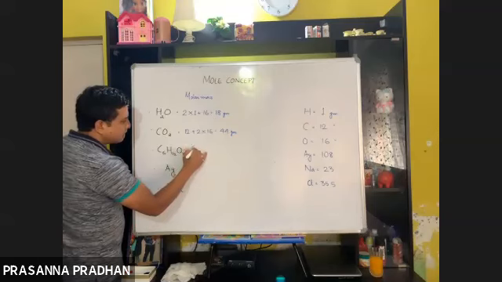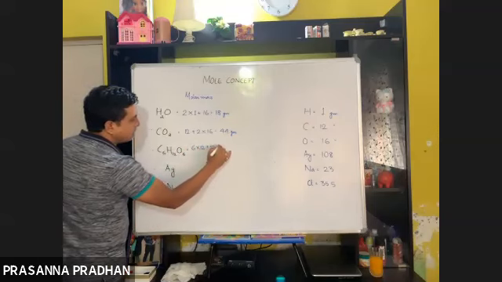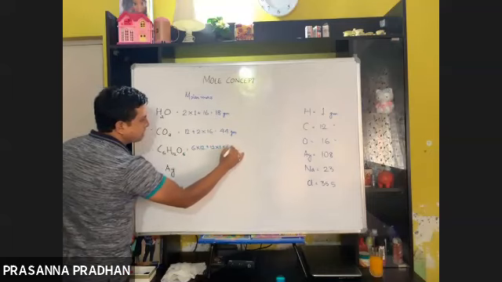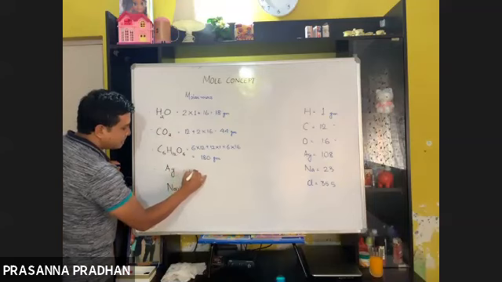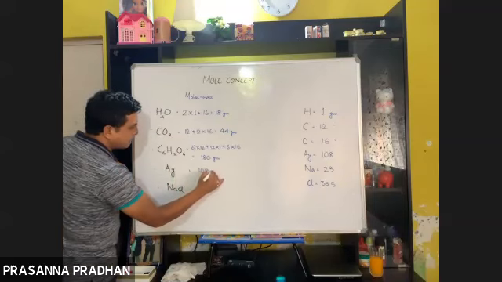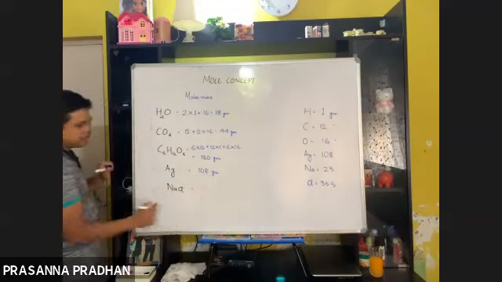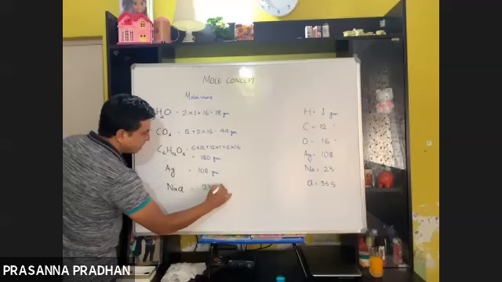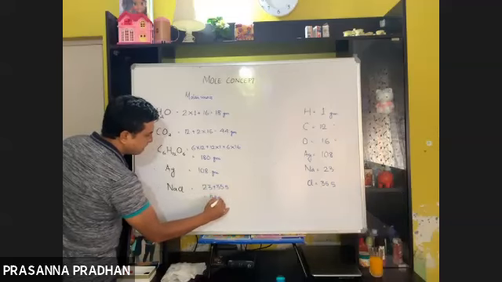Glucose: there are 6 carbon atoms, 6 into 12, plus 12 hydrogen atoms, 12 into 1, plus 6 oxygen atoms, 6 into 16. So this will be equal to 180 gram. What about silver? What is the atomic mass of silver? 108 gram. It's given. And what is the formula mass of sodium chloride? Sodium, it's 23 plus 35.5. So this will be equal to 58.5.